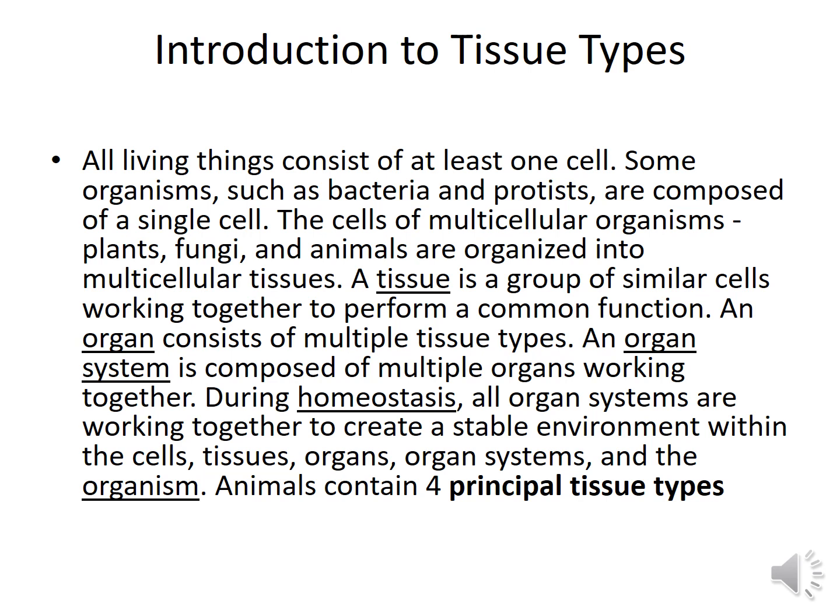An organ consists of multiple tissue types. An organ system is composed of multiple organs working together. During homeostasis, all organ systems are working together to create a stable environment within the cells, tissues, organs, organ systems, and the organism. Animals contain 4 principal tissue types.